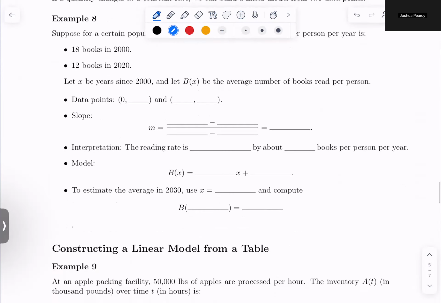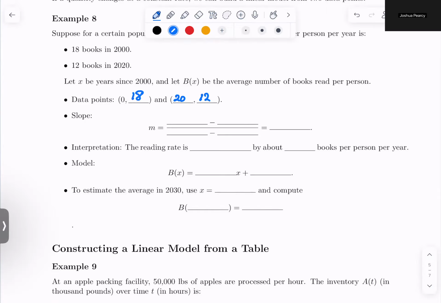So here, whenever X equals 0, we're in the year 2000. And in the year 2000, each person reads on average 18 books. And then what's the other year we have? In the year 2020. So this would be an X value of 20. And then we have the corresponding average number of books is 12.